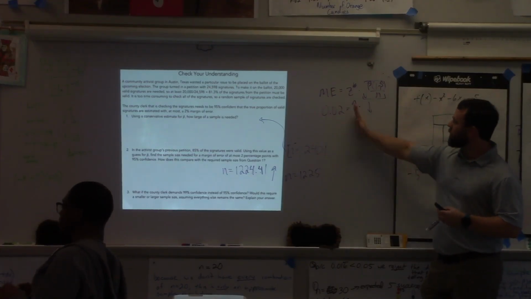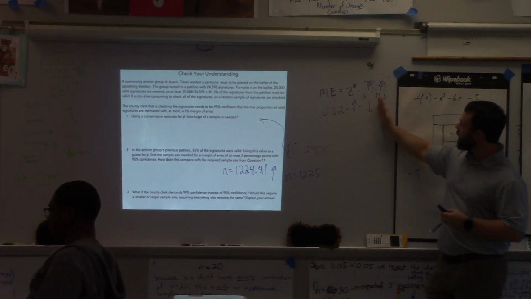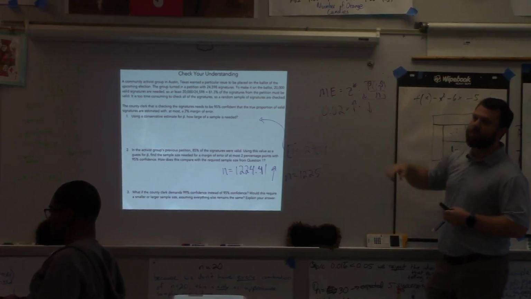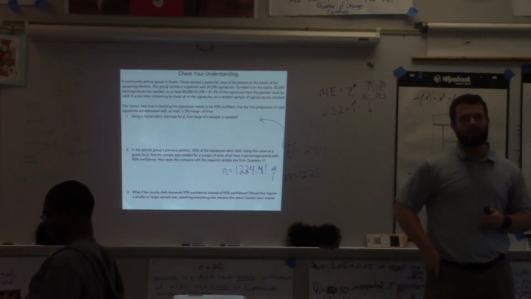So if critical value goes up, standard error has to go down, so the sample size has to go up, is the big idea there.